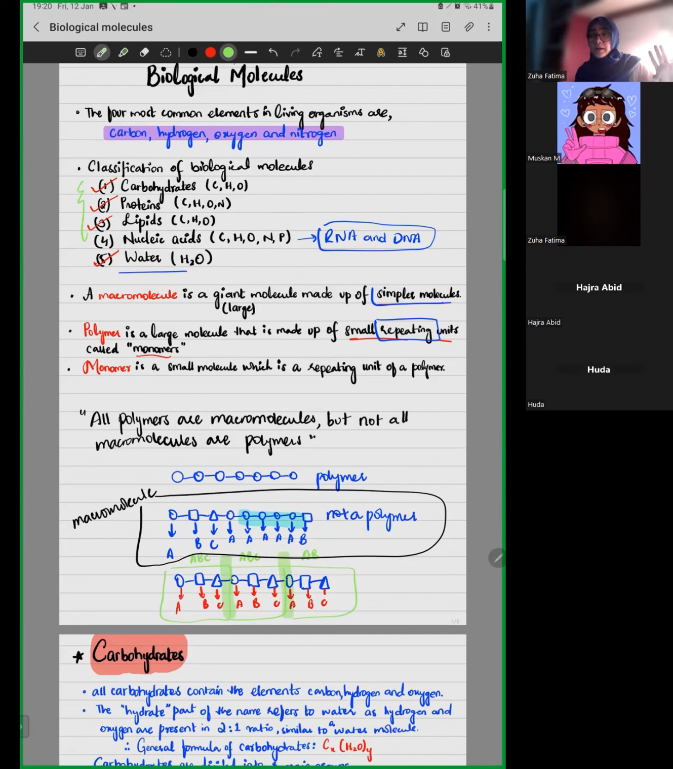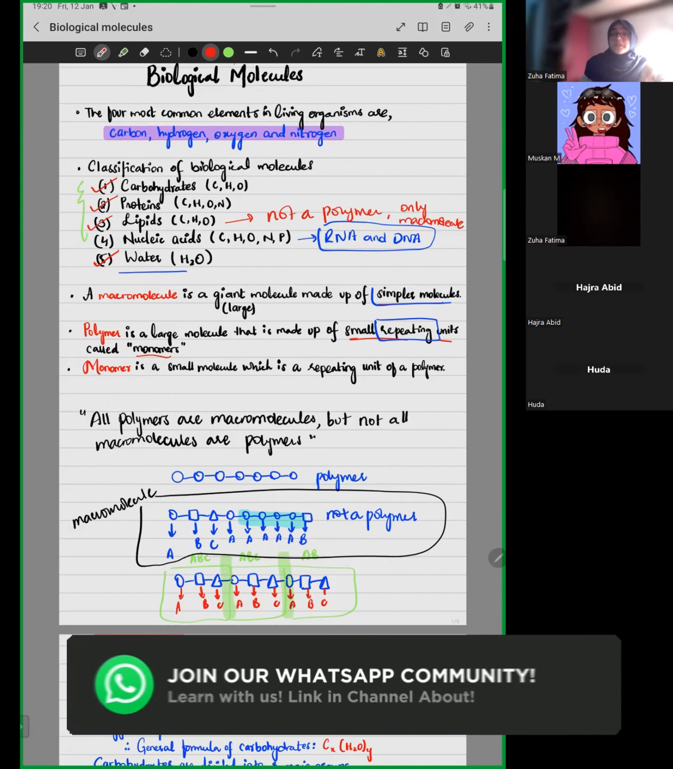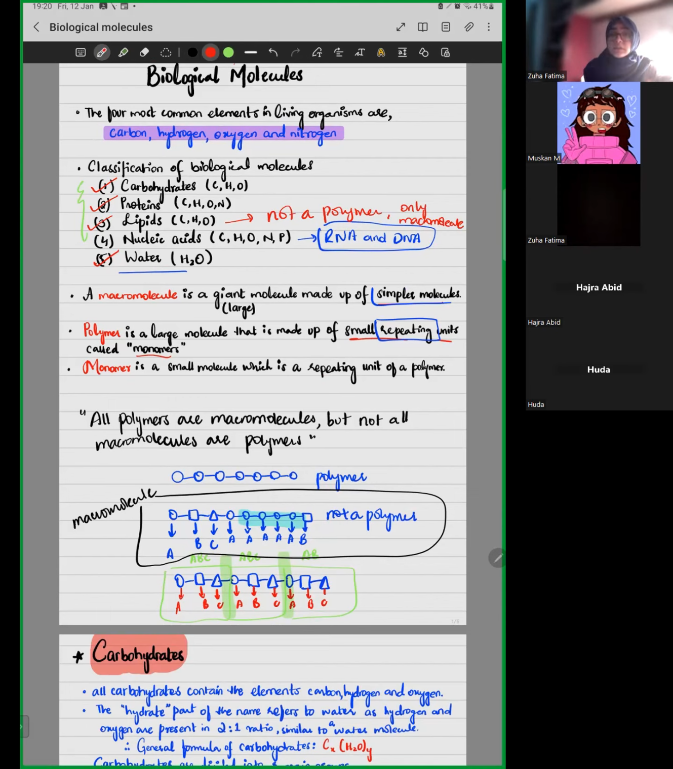So all four are macromolecules, but what did we say? That all polymers are macromolecules, but not all macromolecules are polymers. So these four species are all macromolecules, but lipids are not polymers. They're only macromolecules. And when we finish the chapter on lipids, or when we understand these four biological molecules, it is then that I'll come back to this statement to explain why carbohydrates, why proteins, why nucleic acids are polymers, and why lipids are not polymers and are simply macromolecules. Okay, is it clear so far?